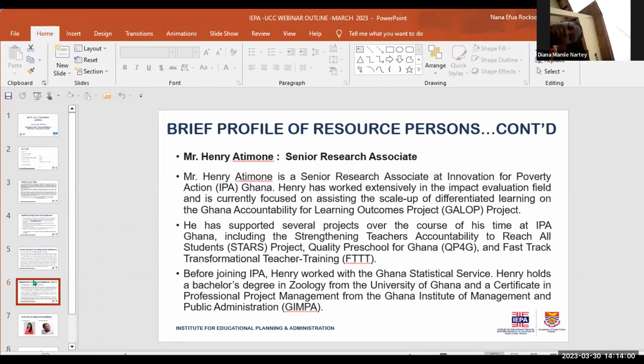Before joining IPA, Henry worked with the Ghana Statistical Service. He holds a bachelor's degree in zoology from the University of Ghana and a certificate in professional project management from the Ghana Institute of Management and Public Administration.